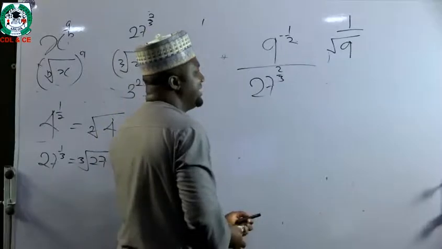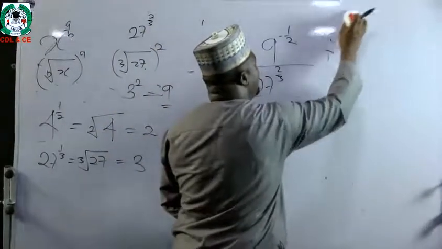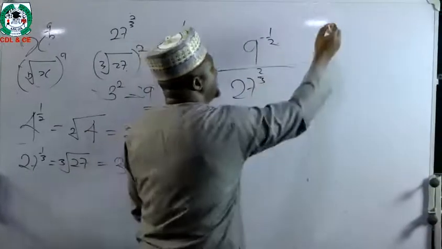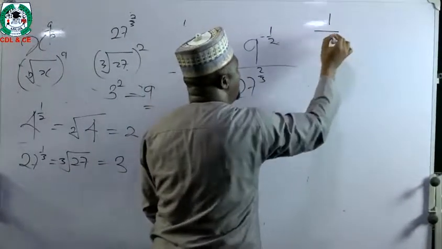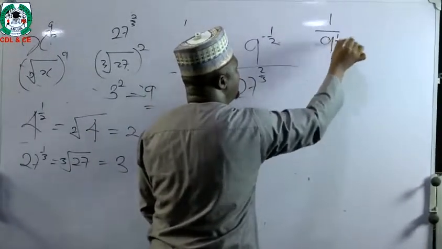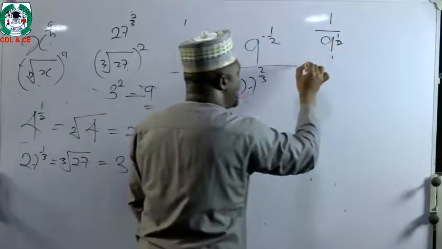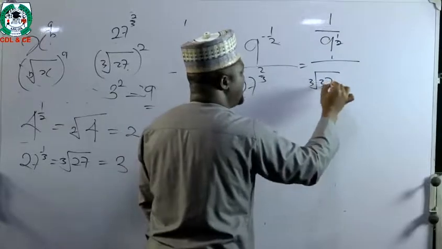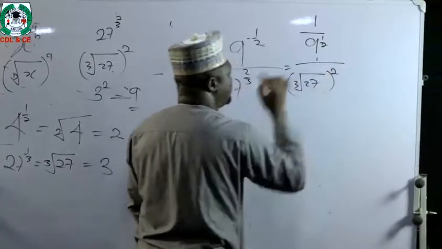Are we together? Please, students, you should be careful with this minus sign. Here, first, 1 all over 9 raised to power 1 all over 2. Let's go step by step. We still have our division here. This is third root of what? 27 raised to power of 2.